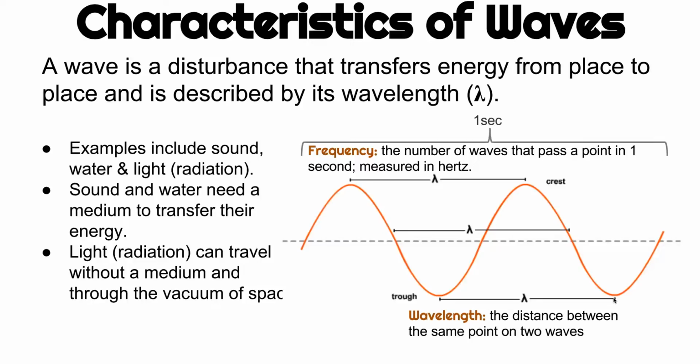So let's say that this is 1 second of time. We count there is 1 and 2 waves within that 1 second time interval. So we would say the frequency of this wave is 2 hertz.